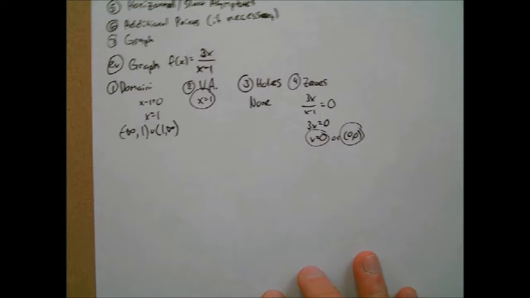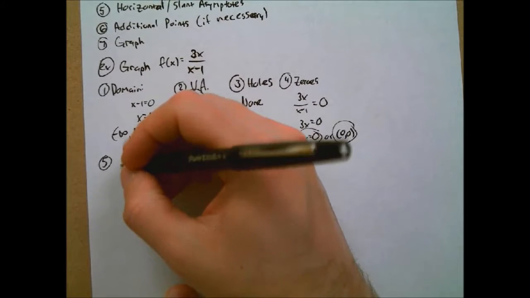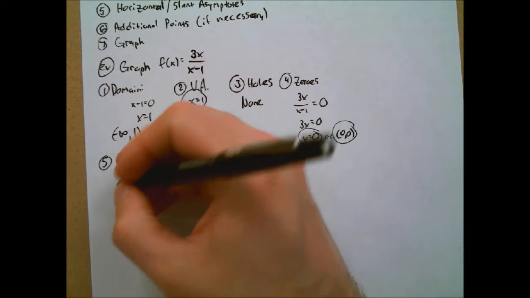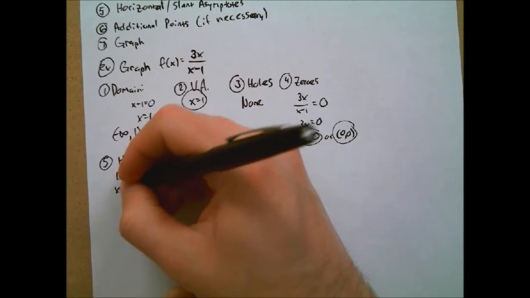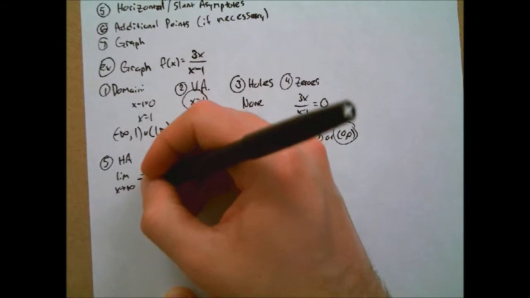That's easy enough. Number 5. Keep on trucking here. Let's find our horizontal asymptotes. So we'll do the limit as x approaches infinity of 3x over x minus 1.